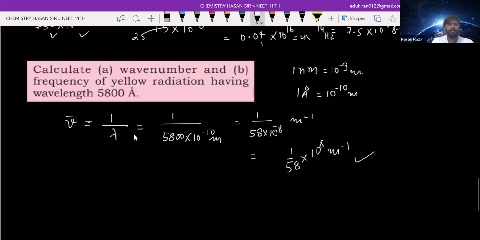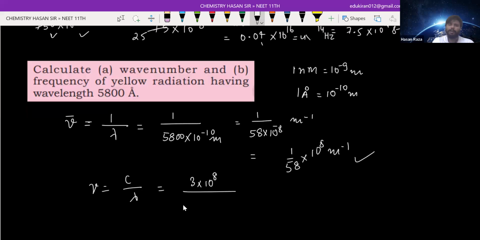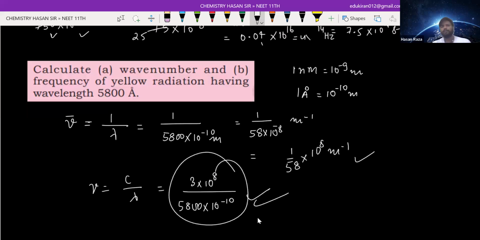And in order to calculate frequency, you know, nu is equal to c by lambda. You can directly apply 3 into 10 raised to the power 8 upon lambda, which is 5800 angstrom, 5800 into 10 raised to the power minus 10. This is how you can do this. Isn't it easy?